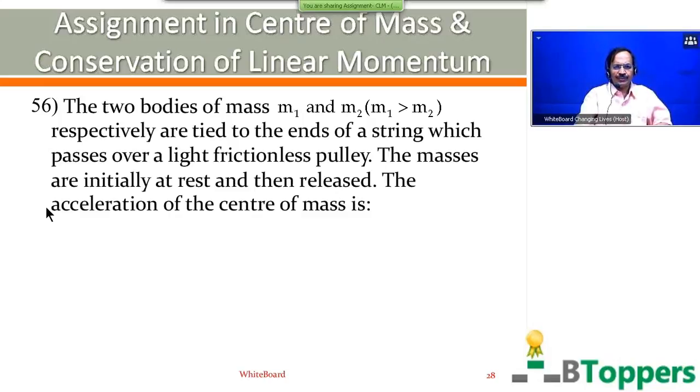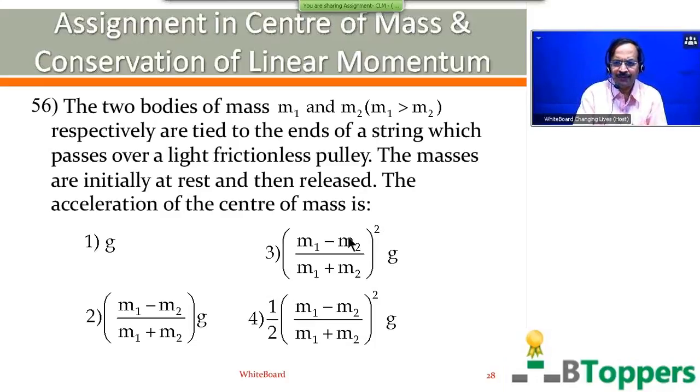Two bodies of mass M1 and M2 (within brackets, M1 greater than M2) respectively are tied to the ends of a string which passes over a light frictionless pulley. The masses are initially at rest and then released. The acceleration of the center of mass is, you are given 4 options in terms of g and the two masses M1 and M2. You can take a pause and take your own time to answer this question.